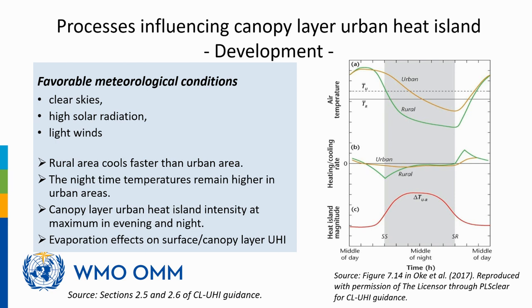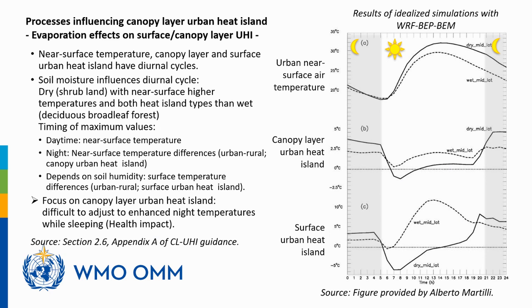But what is important is that in many studies interpretation is not used correctly, but it is extremely important, for example for mitigation measures. The canopy layer urban heat island intensity at maximum is usually in the evening and night time, and of course it is important to consider this. There is also another important contribution from evaporation effects. In the previous Goldberstein study, it was nicely demonstrated that it is extremely important and affects surface and canopy layer urban heat islands very differently. And this is extremely important to use.